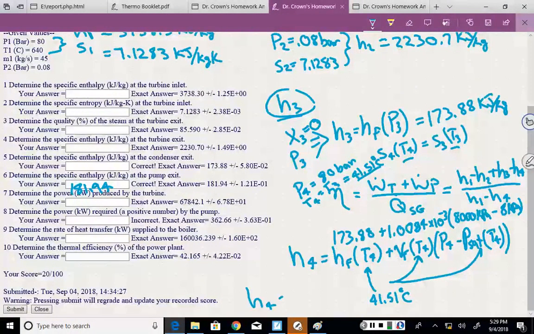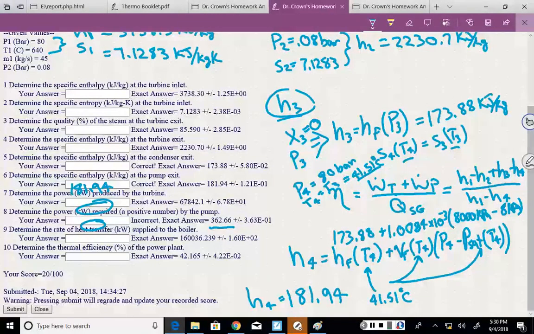So H4 equals 181.94. All right, now I have all the H's. I find the power produced by the turbine. I already have those equations. I erased them. I just do m dot times that enthalpy difference, and the power for the pump is m dot times the enthalpy difference. Here I want it as a positive answer, so if I put a positive value here, I have to do one minus the other: the net value would be the turbine work minus the pump work. Or if we express the pump work as a negative value, then we'd add the two together.